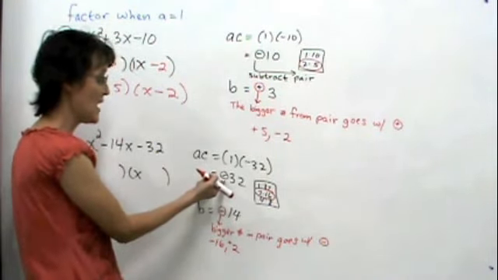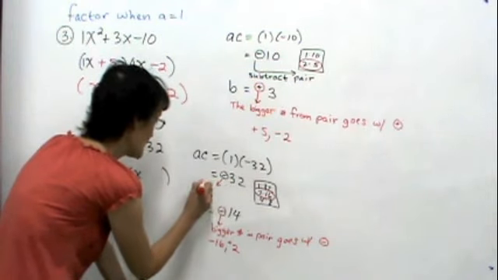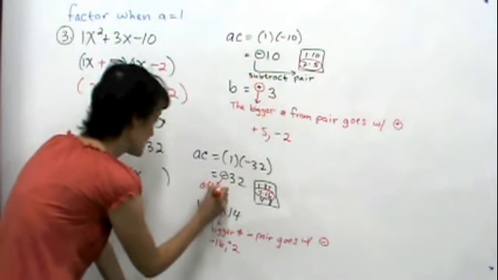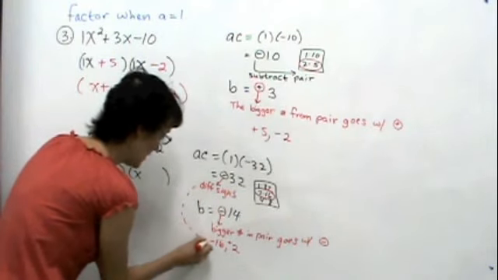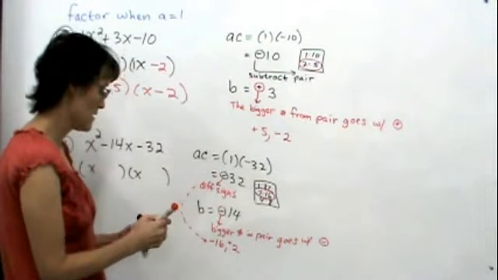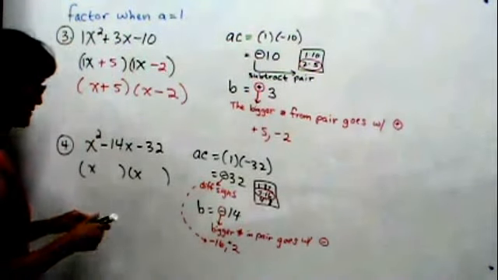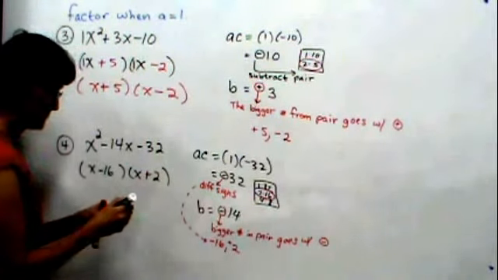Again, this is a minus sign. This means different signs. So that means we're going to have different signs. Down here, there's a minus and there's a plus. They are different signs. Okay, so then that's what we have there. So we're going to have x minus 16 and x plus 2.